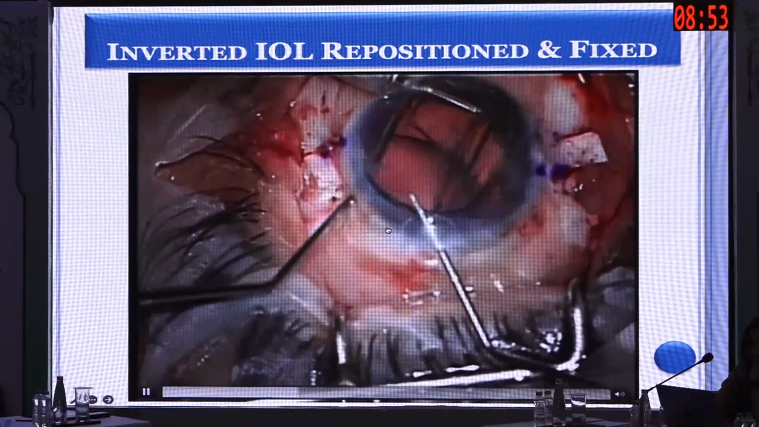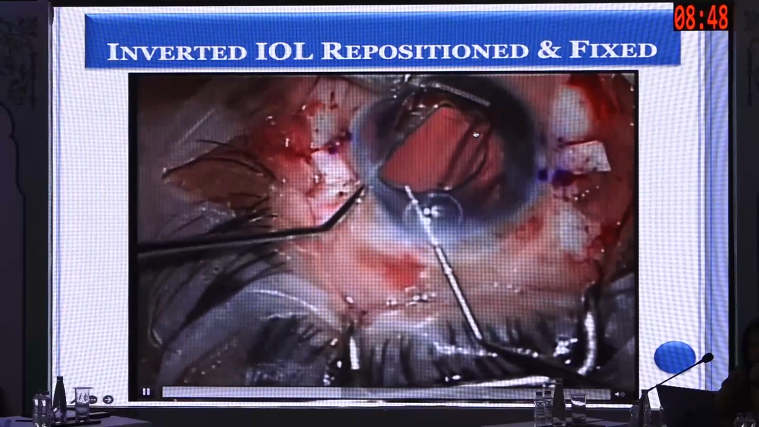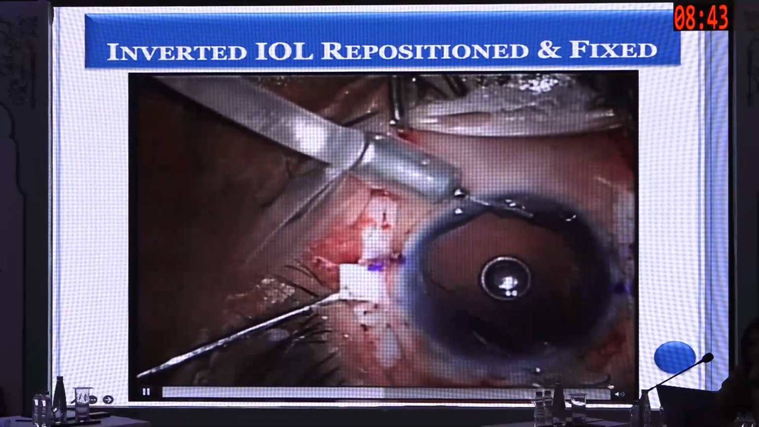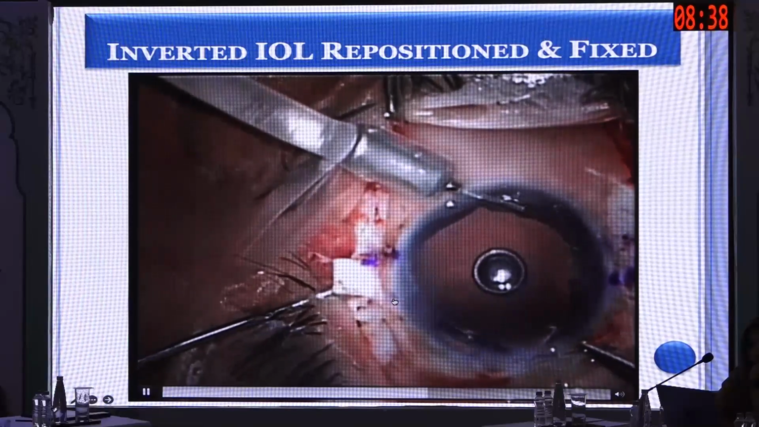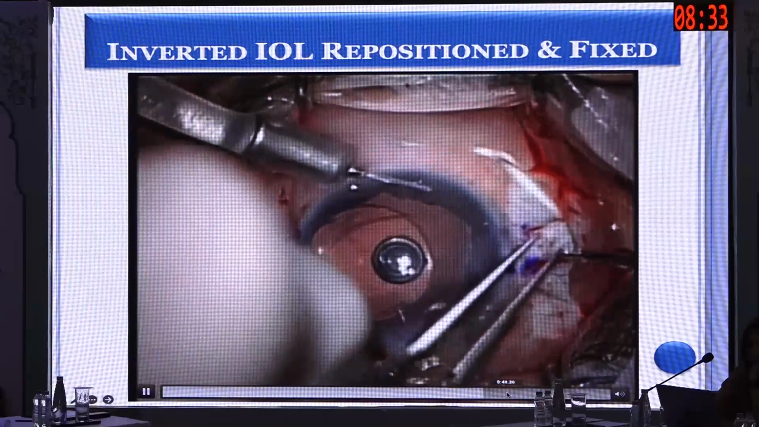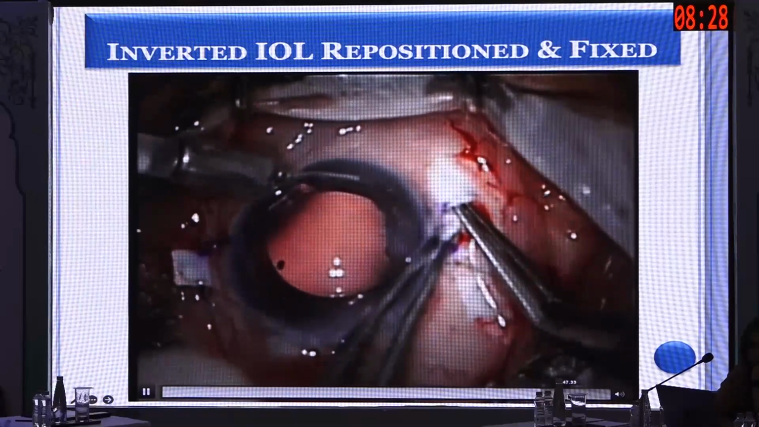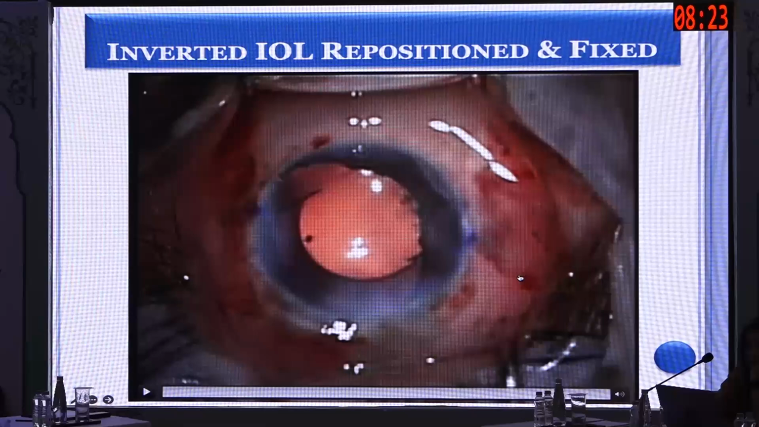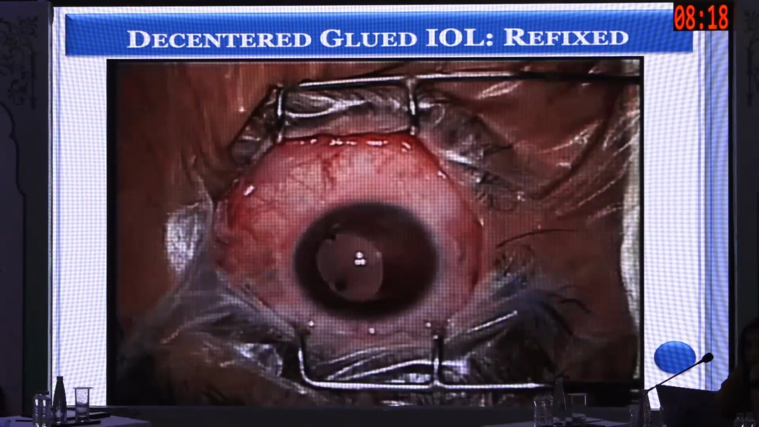So this lens was re-inverted. One instrument is placed behind the IOL and another above, and then you take out one haptic, so that when one haptic is out, it will not fall behind. And then with the lens fixing forceps, you hold the tip of the haptic, exteriorize it, and then you can do a glued IOL and exteriorize both the haptics, tuck them into the groove made adjacent to the flap, and then once the lens is properly in position and not inverted, the patient was not having any such symptom.